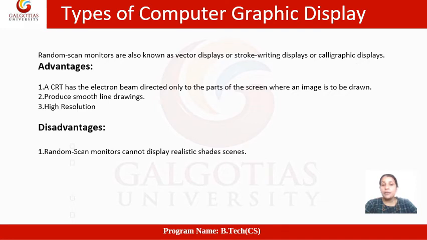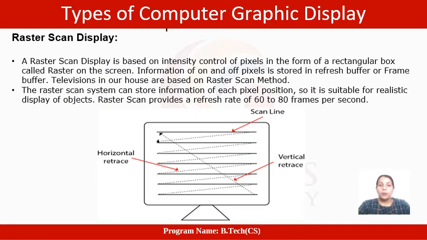The disadvantage of the random scan display is the lack of realistic shading. It does not give realistic shade because it directly makes the picture line by line. So there may be cases where some lines are missed in the random scan monitor. The other one is the raster scan display.